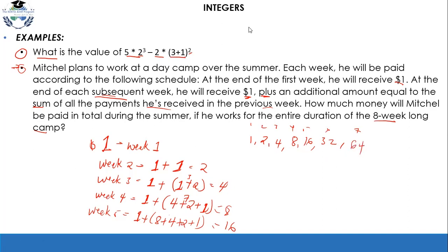I'm seeing some comments. No, it's additional for the previous weeks, not for the previous week, not all previous weeks. Sum of all the payments he received in the previous weeks, right? I typed this question wrong. Sum of all the payments he's received in the previous week. Right. I was supposed to type previous weeks here. Sorry about that. But yeah, let's do it with the way it is right now.